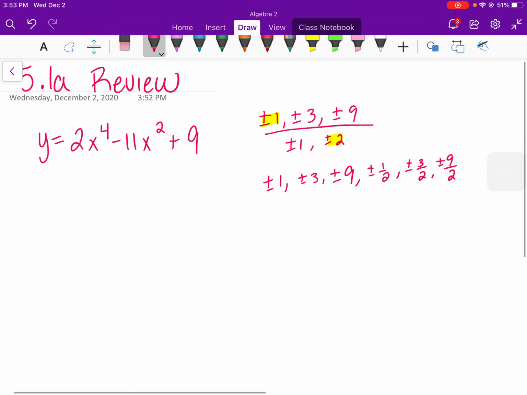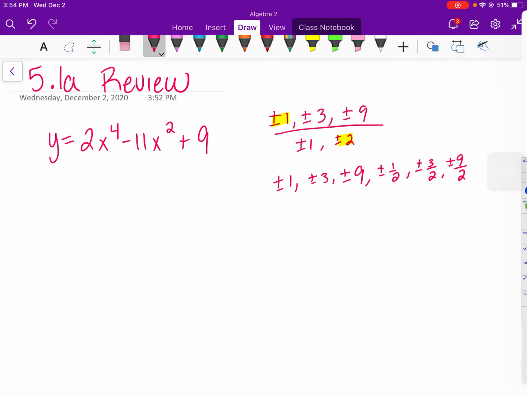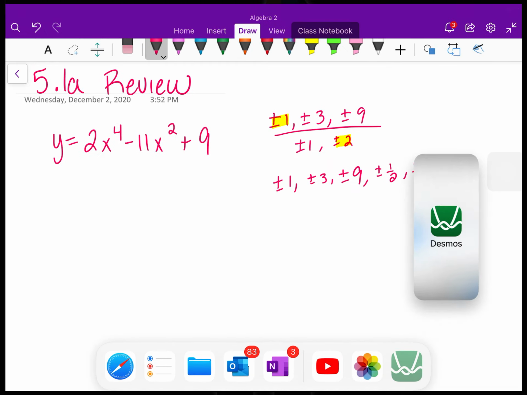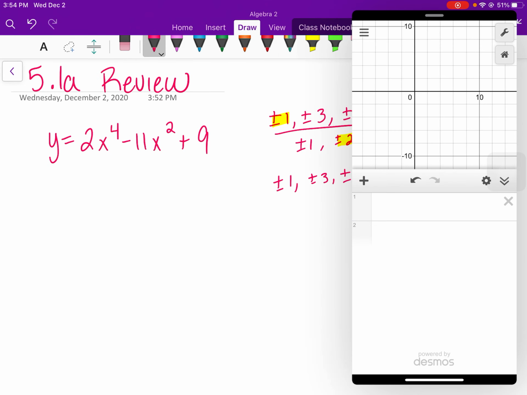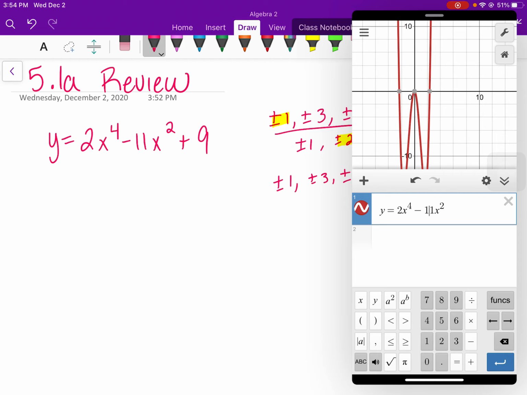You can use this calculator if you go under y equals, but it's a little bit trickier to use. So I'm going to actually use Desmos because it's just so easy to use Desmos. So y equals will be x to the fourth power. Oh, I forgot the 2. 2x to the fourth power minus 11x squared plus 9.